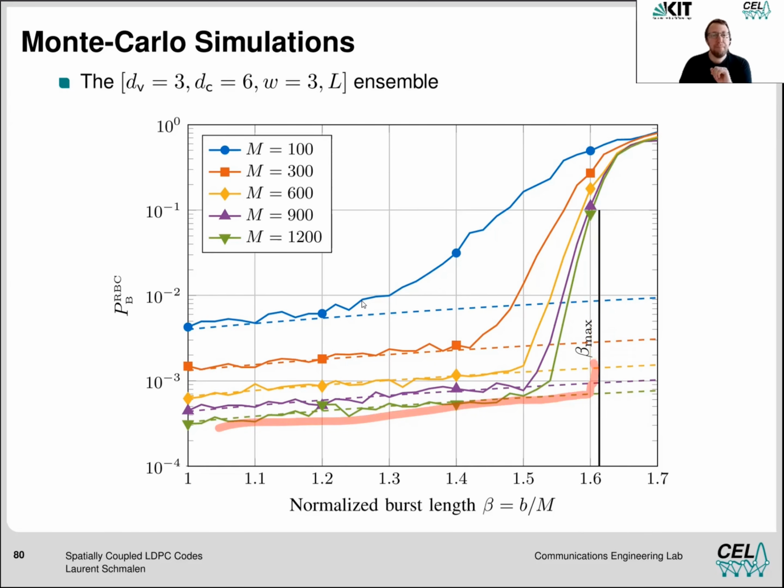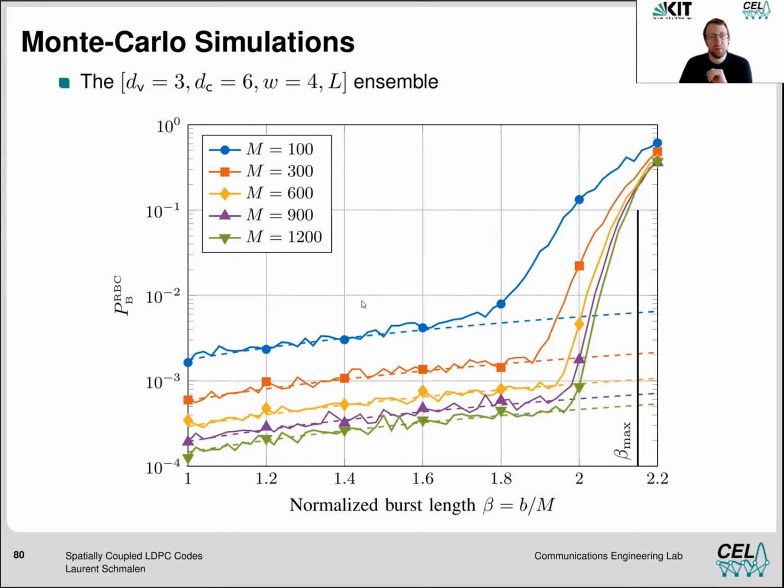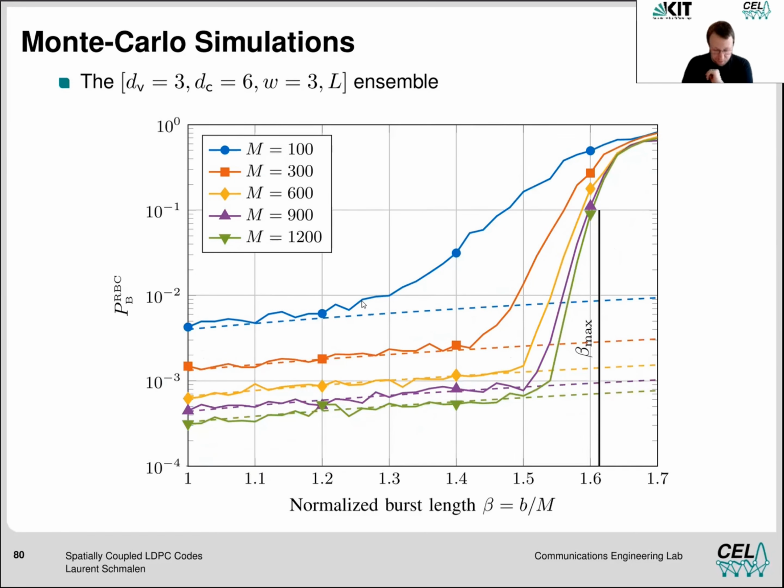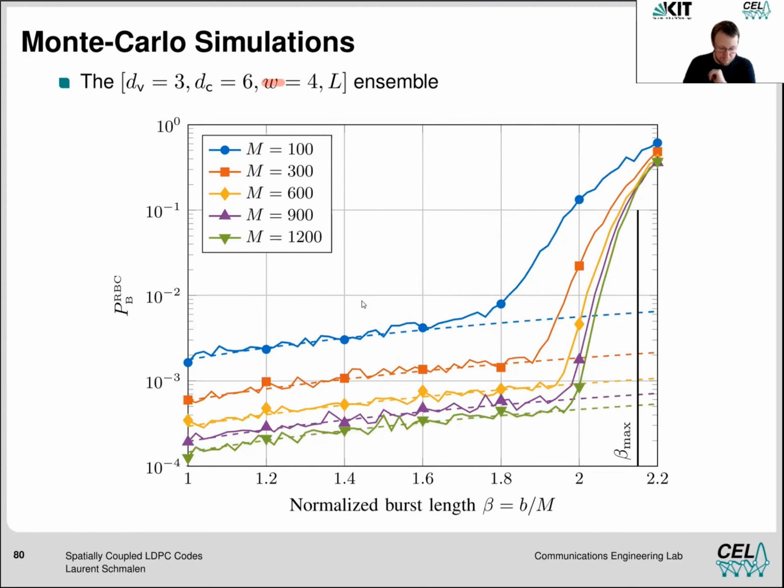Okay, so now we can do this also for a different configuration. If we had w equals 3 before, if we increase to w equals 4, it means we can correct longer bursts. In this case, more than 2 continuous spatial positions can be completely erased, and we can still recover from the erasure event or from the failure event. So this is actually quite a nice code for something called distributed storage.